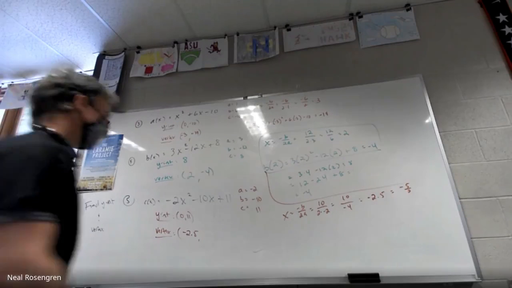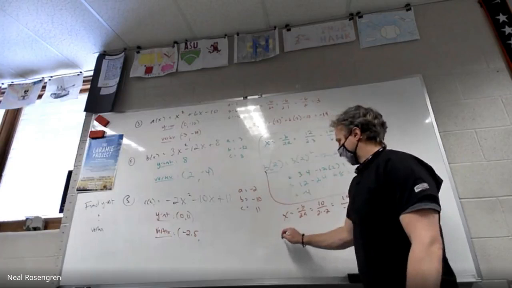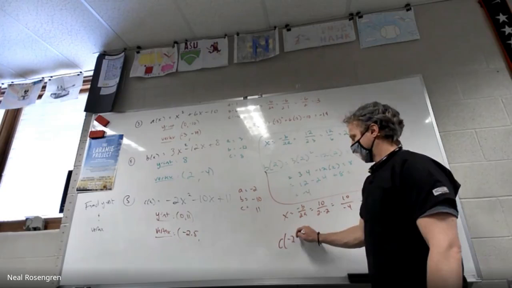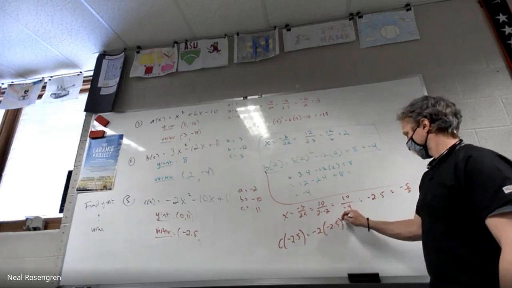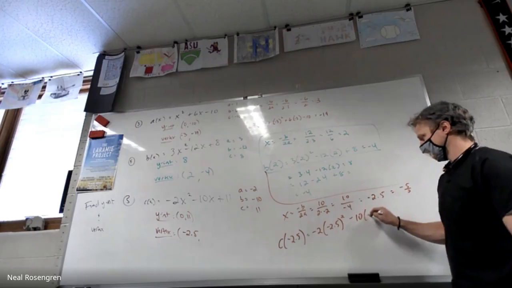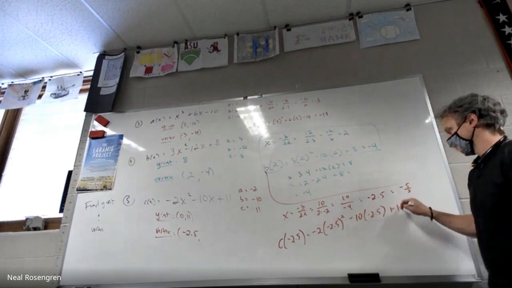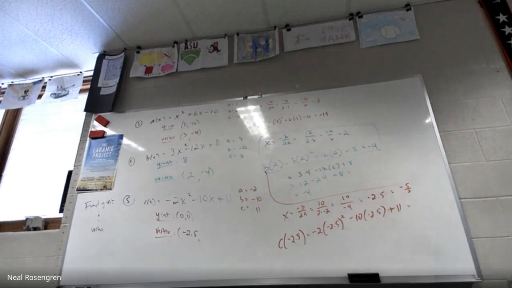And just plug it in. And thank goodness for calculators, because there's no way I'm doing this by hand. -2 times -2.5 squared minus 10 times -2.5 plus 11. Just straight in the calculator. I'm going to let it do all the work for me. -2, -2.5 squared minus 10, -2.5 plus 11. There we go.